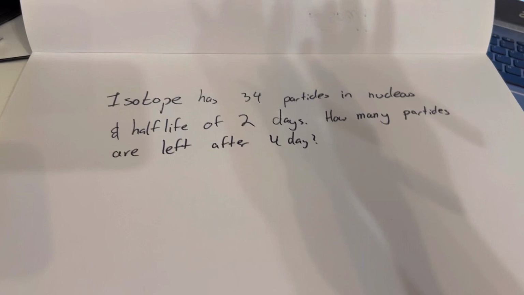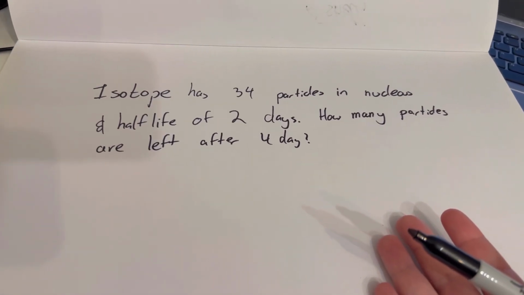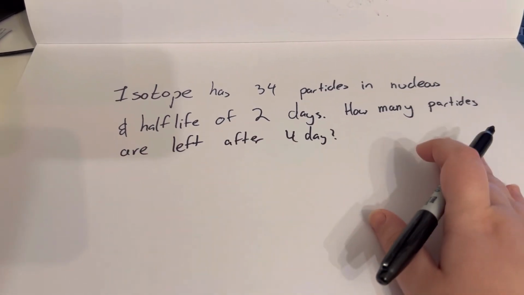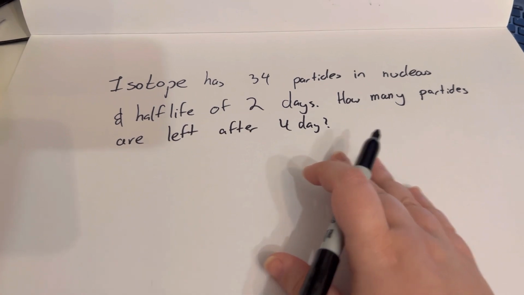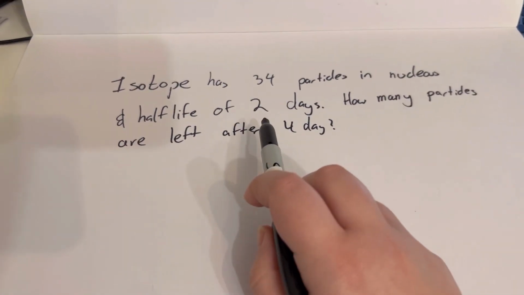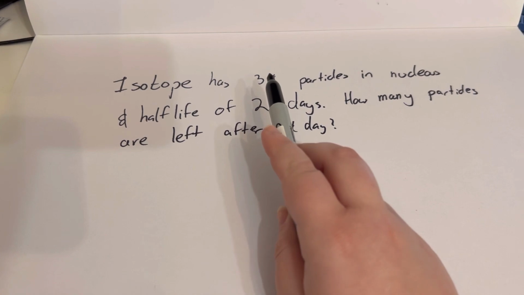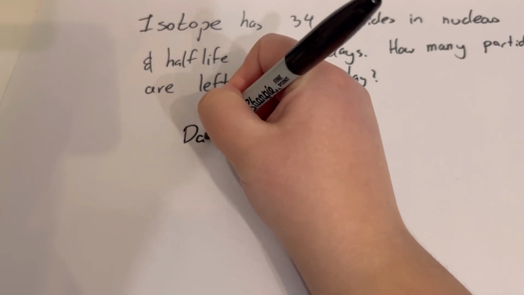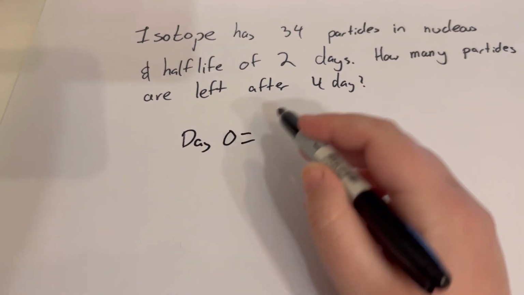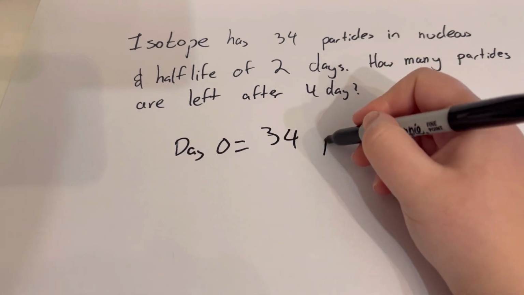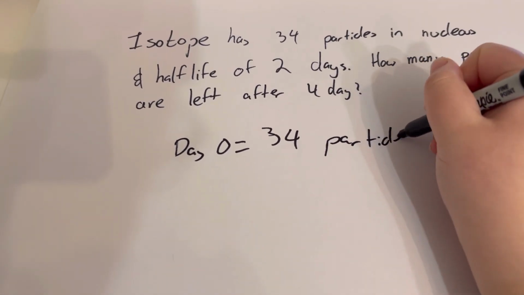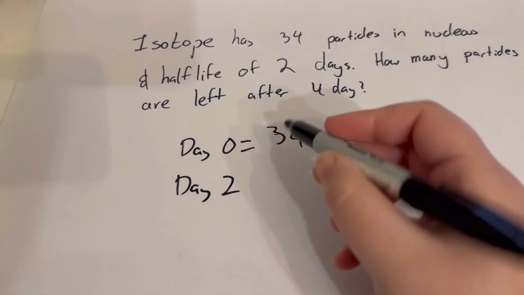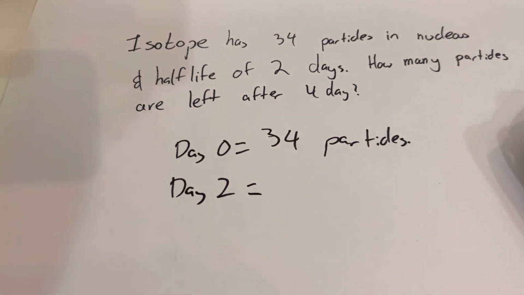So your next question in the test is on isotopes. So it's similar to this. An isotope has 34 particles in the nucleus and a half-life of 2 days. How many particles are left after 4 days? So what this says is every 2 days, this number is cut in half. Okay, so on day 0, that's before any decay starts, we have 34 particles. Now, because it has a half-life of 2 days, we count on day 2. On day 2, you can half 34.